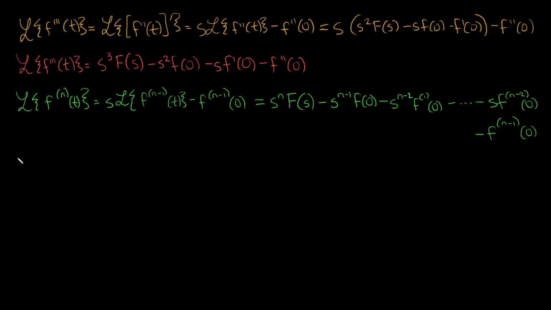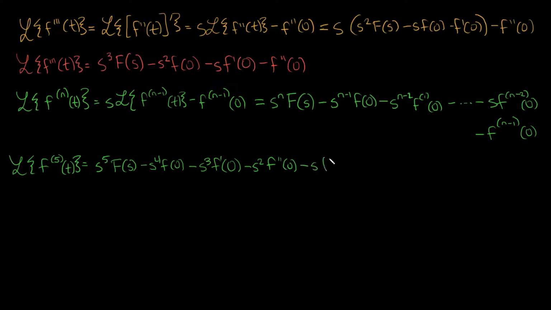If we just apply it quickly, we find that the Laplace transform, for example, of the fifth derivative of a function evaluated at t is s to the fifth times the Laplace transform of the function, minus s to the fourth times the function evaluated at 0, minus s cubed times the function's derivative evaluated at 0, minus s squared times the function's second derivative evaluated at 0, minus s times the function's third derivative evaluated at 0, minus the function's fourth derivative evaluated at 0.